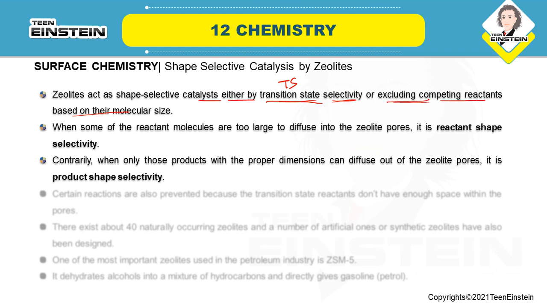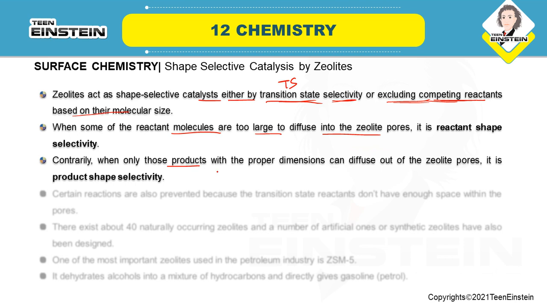Another possibility is excluding competing reactants. Suppose the pore size is such that only some particular reactant particle can pass through. That means there will be some competition between the reactants. Not all the reactants will be allowed in the pore structure. When some of the reactant molecules are too large to diffuse into the zeolite pores, it will be reactant shape selectivity. That means depending on the size and shape of the reactant, some reactants can diffuse through these pores, some cannot.